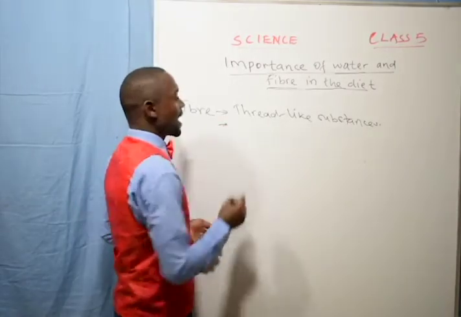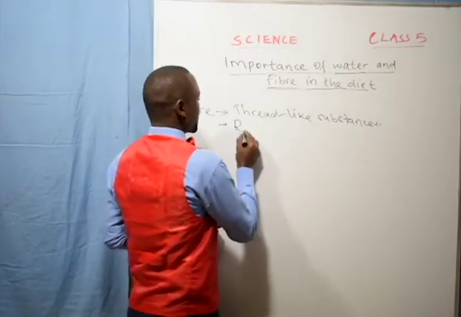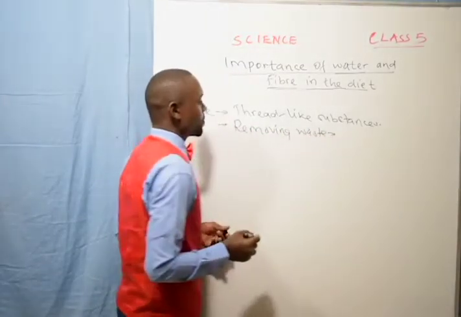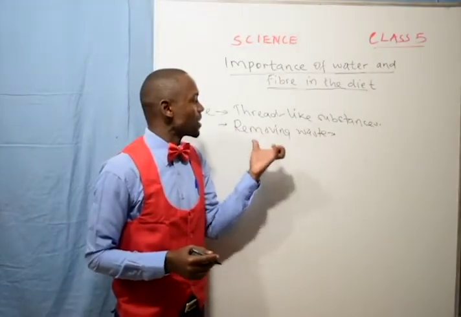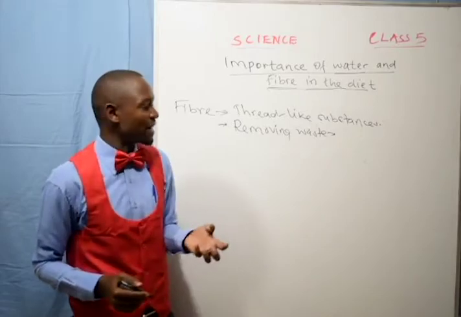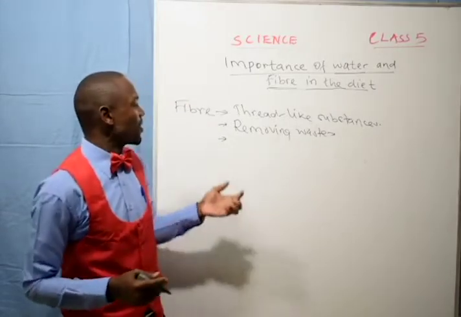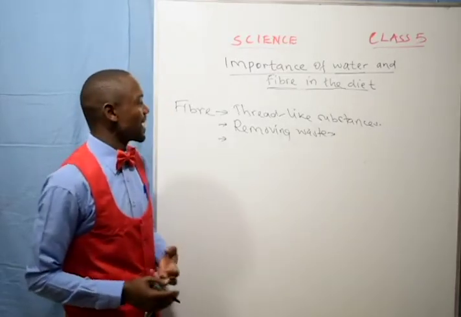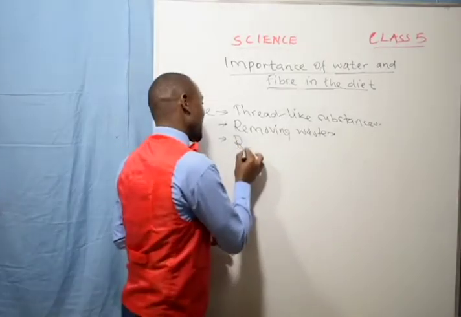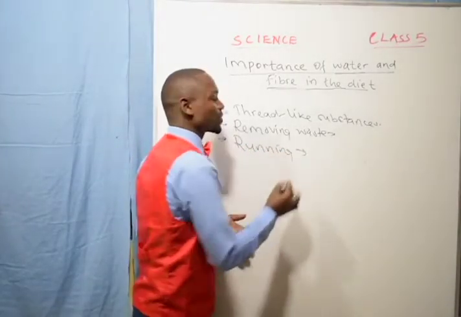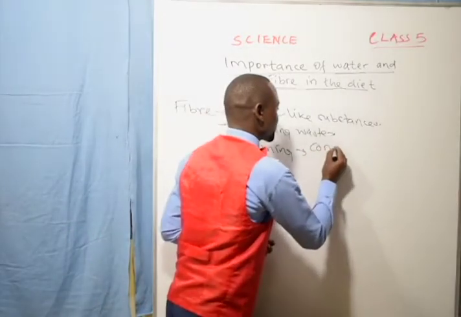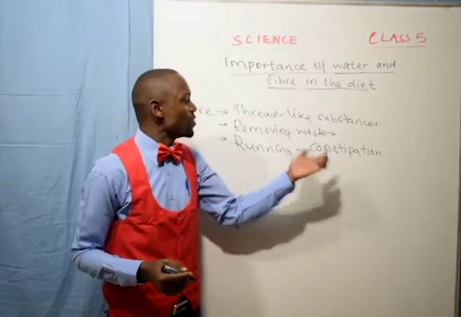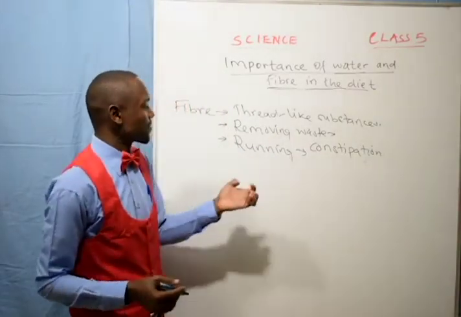And fiber will help in removing waste. It helps to bind the waste together so that you can remove waste properly. In a situation whereby you are not able to remove waste, you go to the toilet and you don't feel like something is happening. You feel like you have a running stomach. That situation is called constipation. Constipation is a situation whereby you are not able to release waste easily from the body.